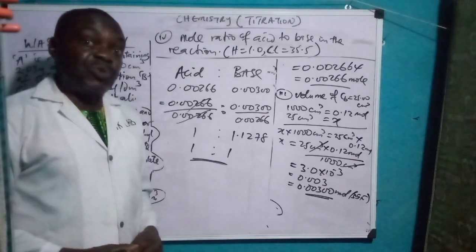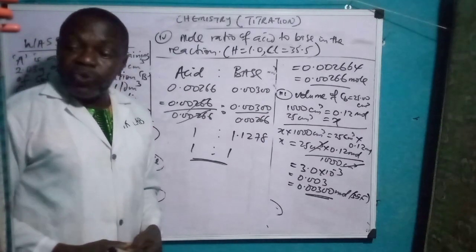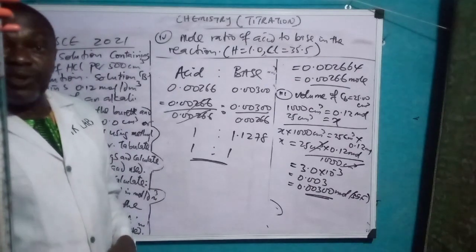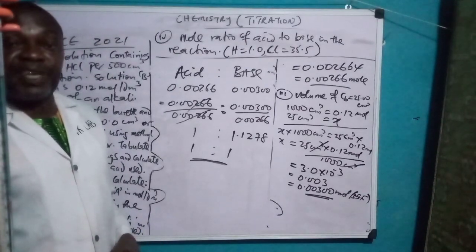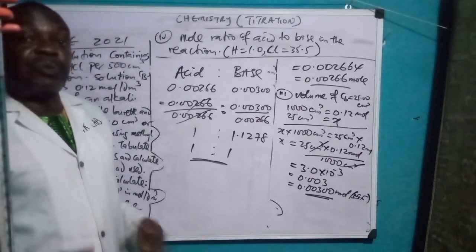Some videos we are going to be looking at later, we will change the indicator. Instead of using methyl orange, we look for the past question that they use phenolphthalein, so that whichever way they come, you're able to handle it.